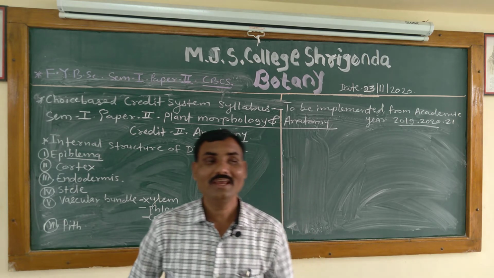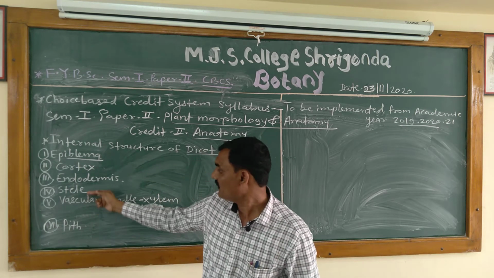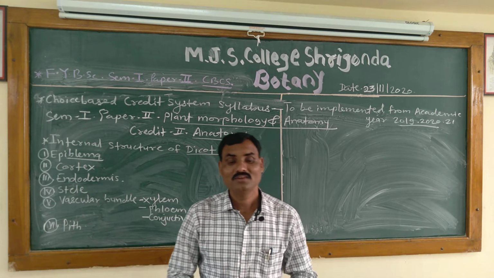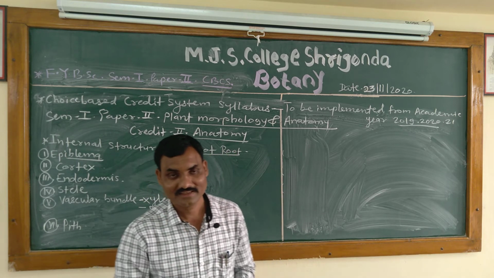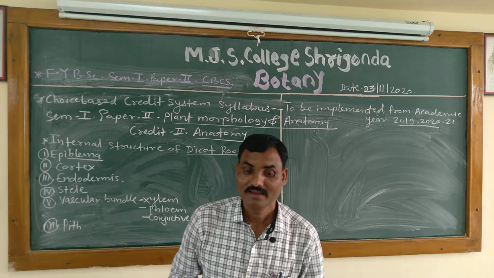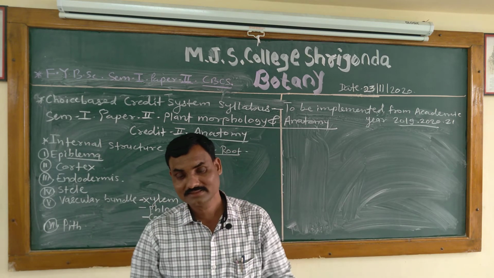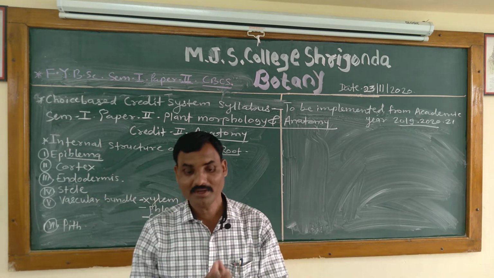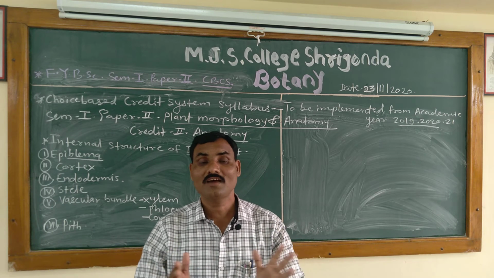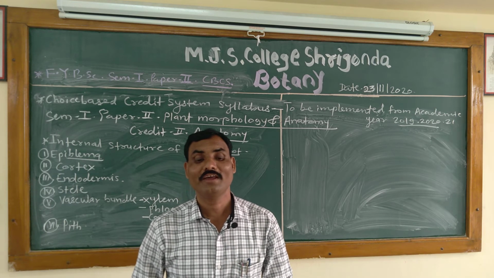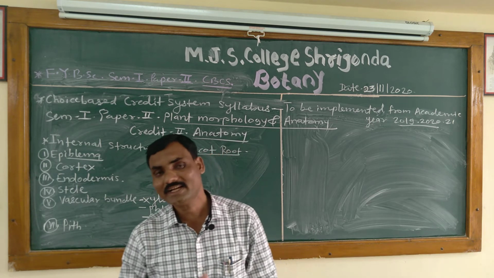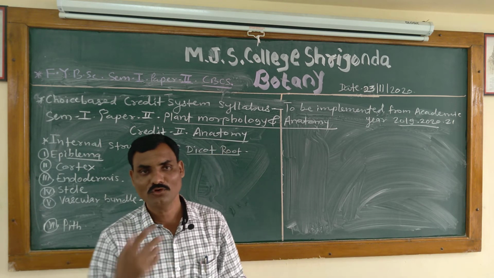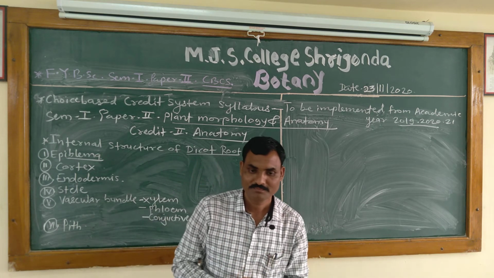Then what about stele? Which are the characteristic features of that stele? It is tetrarch. Tetra means 4, arch means sides. There are 4 sides with 4 xylem bundles alternate with 4 phloem bundles, looking star shaped, called actinostelic protostele. Protostele, actinostelic protostele, 4 xylem, 4 phloem, looks like a star shape.